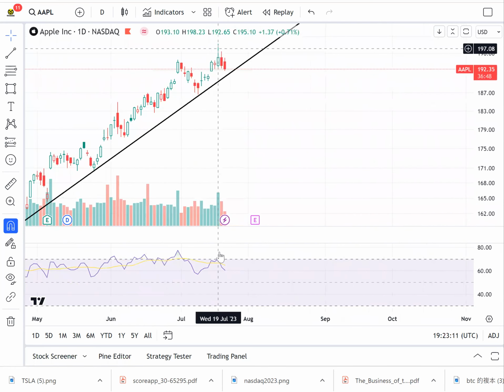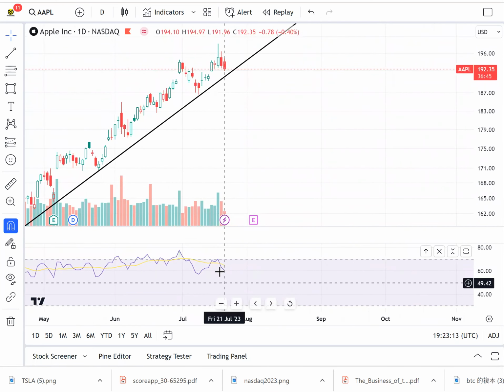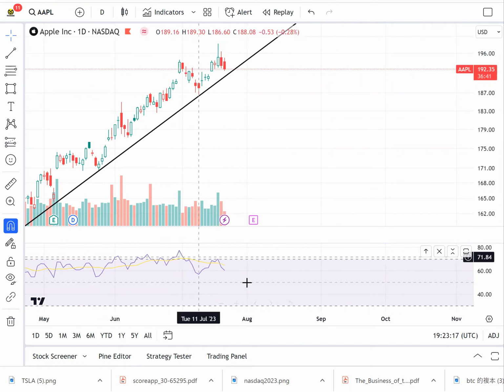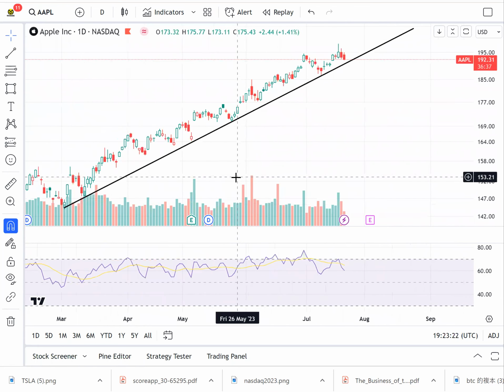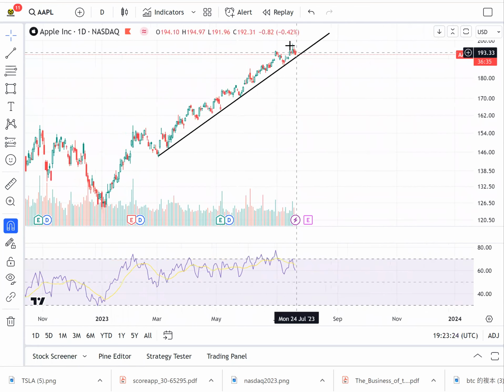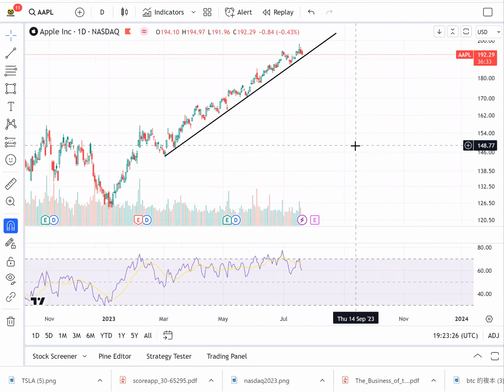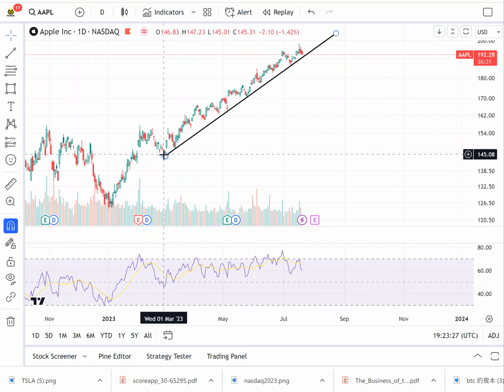So you can also see here this is an RSI divergence. When the price goes up and the RSI goes down, this is a divergence. So now we have formed a divergence, and you need to be careful. Maybe there will be a small pullback or correction, but you can see Apple has been very, very strong.